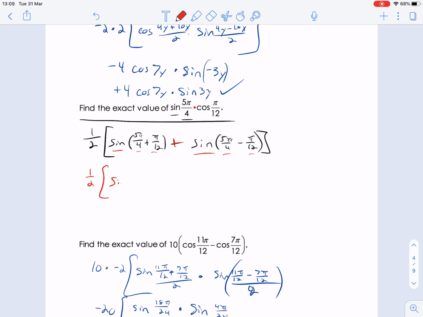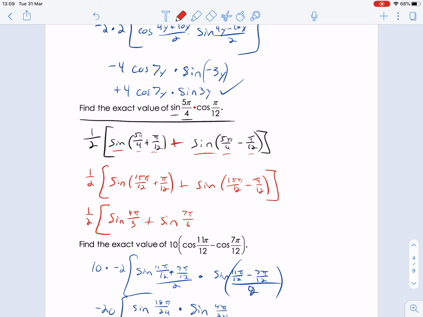So here we go. We get sine of 15 pi over 12 plus pi over 12 plus sine of 15 pi over 12 minus pi over 12. That gives me 1/2 sine of 16 pi over 12, which we can reduce to sine of 4 pi over 3, divide by 4. And this is going to be sine of 14 pi over 12, which is the same thing as 7 pi over 6.